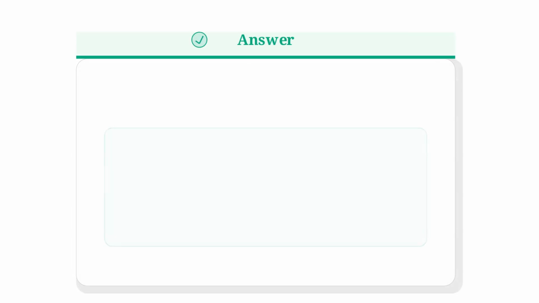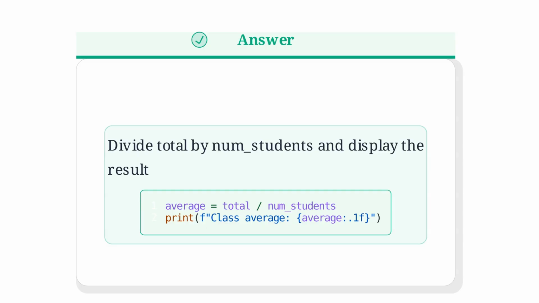Exactly right. We divide the total by the number of students to get the average and use .1f formatting to show just one decimal place. Simple math, professional presentation. You're thinking like a real data analyst.